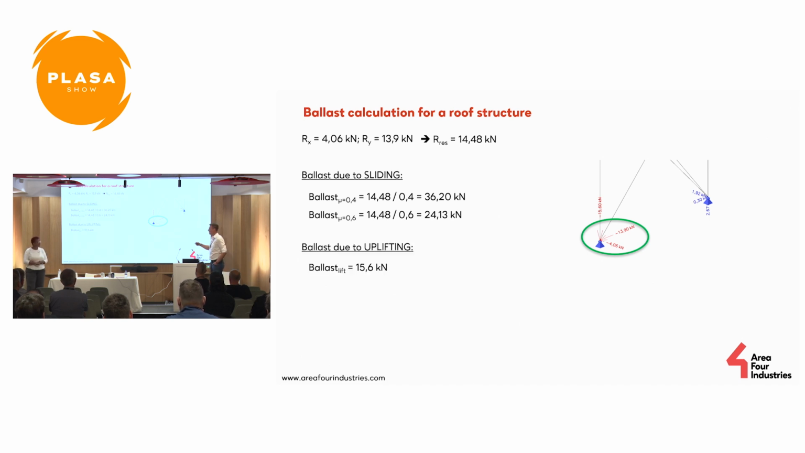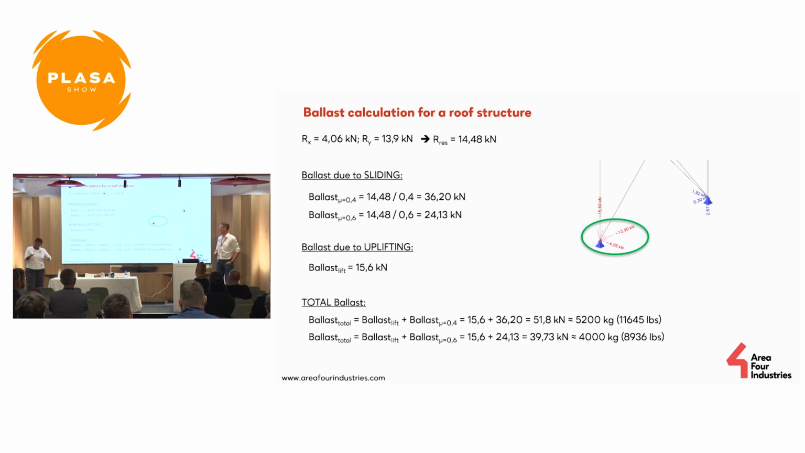And the combination, including the amount of the uplifting force, is, when you have a friction factor 0.4, resulting to 5.2 tons, and when it's friction factor 0.6, it's only 4 tons. Only. Have you ever seen someone putting 4 tons of ballast on the front tower of an 8 by 6 meter roof? Most probably not. But this is the outcome of the mathematics and the physics.